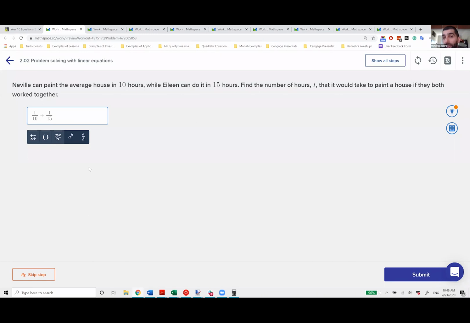We need to find the number of hours that it would take to paint a house. So if I multiply this whole thing by T, how much of a house can they paint in T hours? You see what I've done there? If in 1 hour they can paint 1/10 of a house and 1/15 of a house, then in T hours, they can paint T times that amount. And we know that it took them T hours to paint a house. So in T hours, they paint 1 house. And that's how I got that formula.